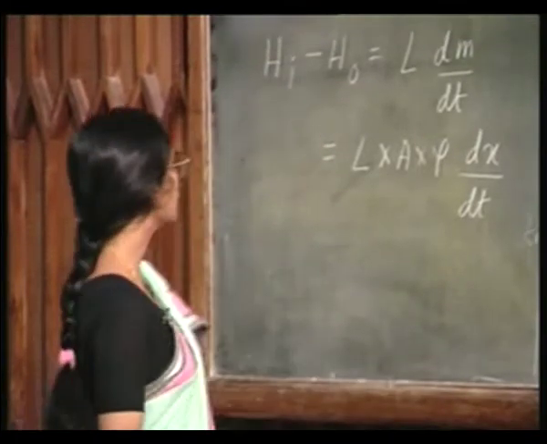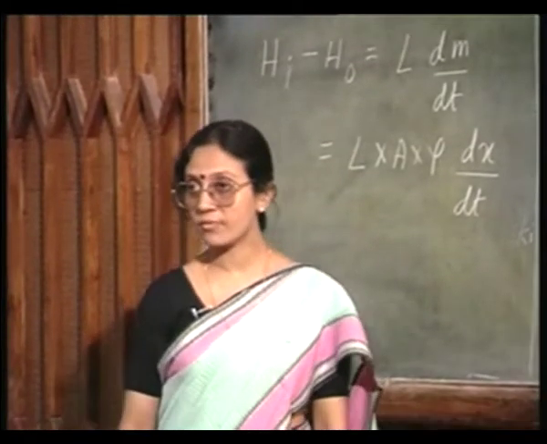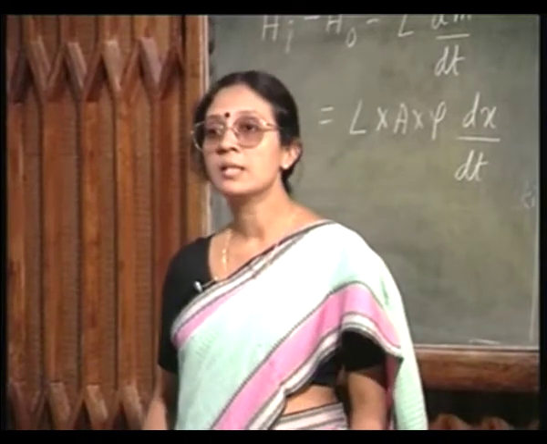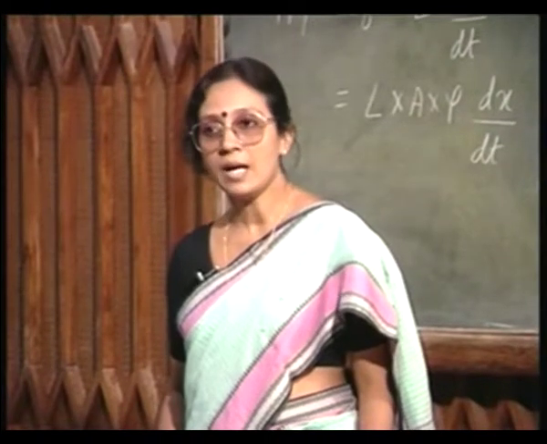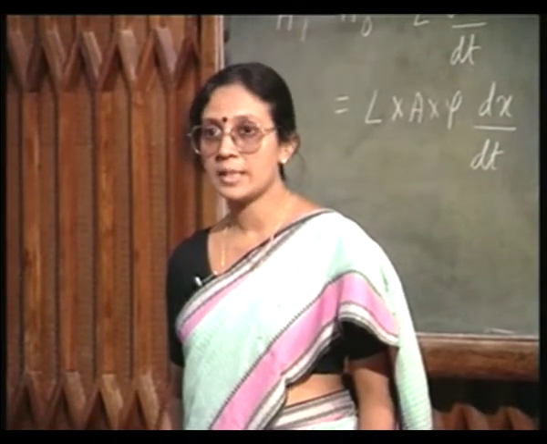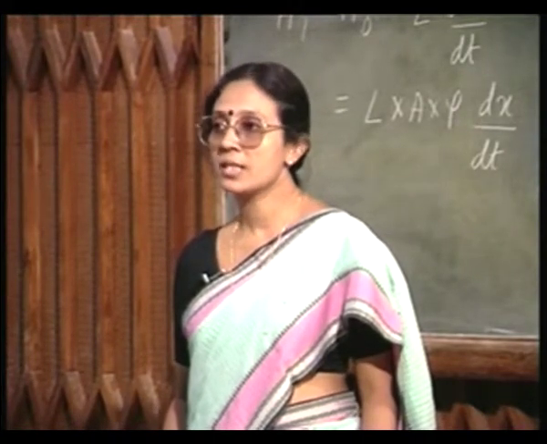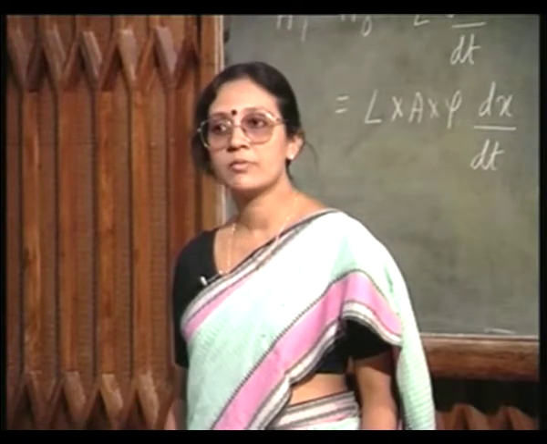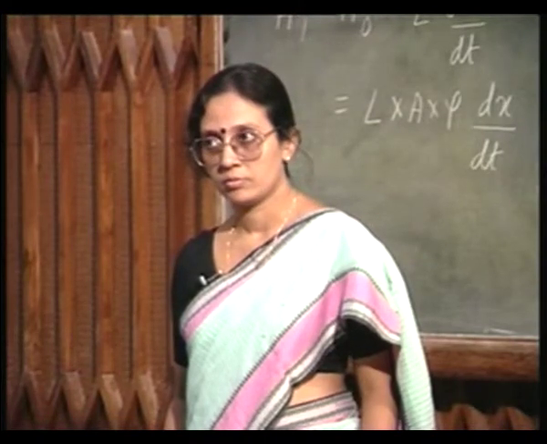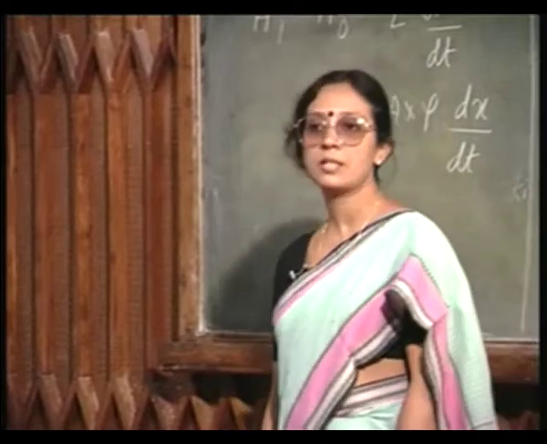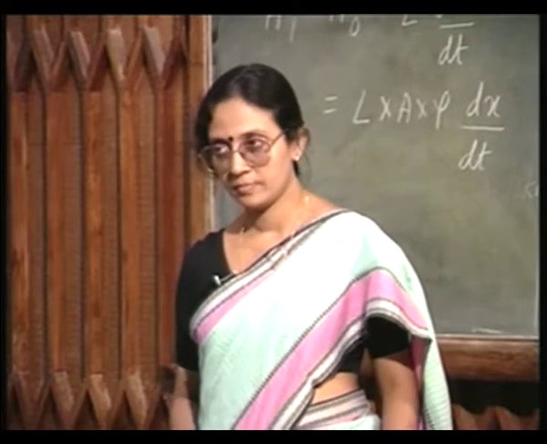So, you see in this equation L is a constant, I cannot do anything about L, same is for rho, latent heat and the density, these are the material properties. So, the only variables are area and the pull rate. Therefore, the pull rate is going to vary inversely with the area for a given Hi minus H naught. In other words, the larger your crystal, the smaller should be the pull rate, right.